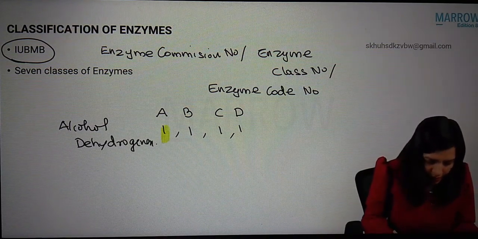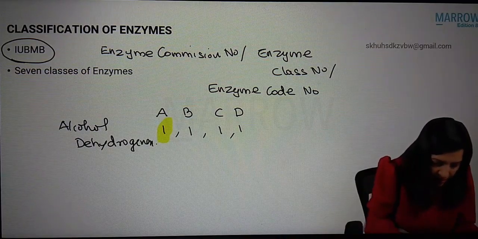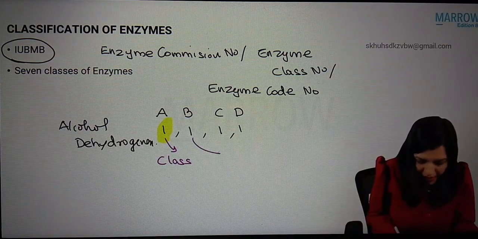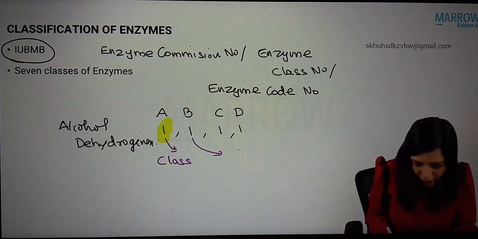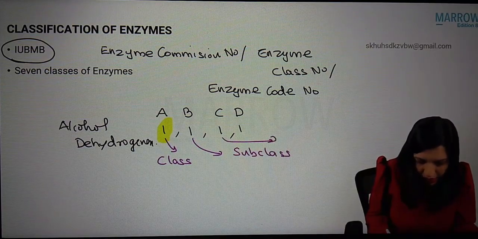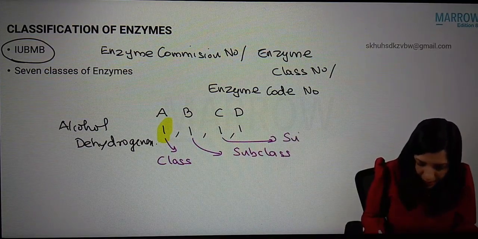So what is this first digit standing for? The first digit is standing for the class of the enzyme. The second digit is standing for the subclass. The third digit is standing for the sub-subclass.